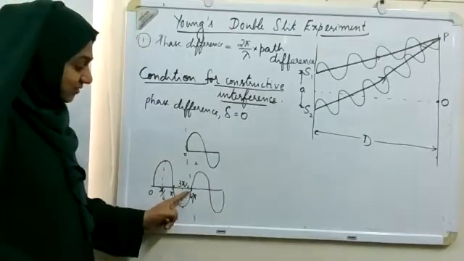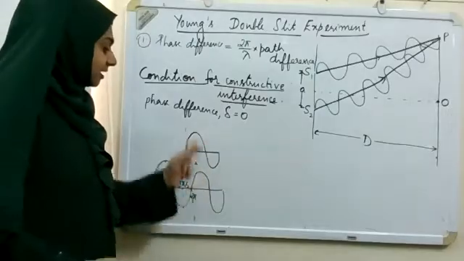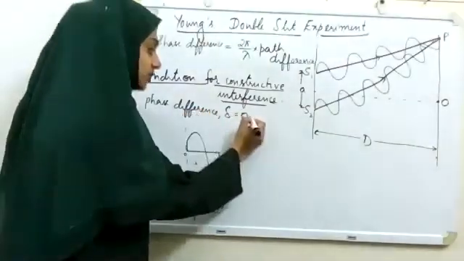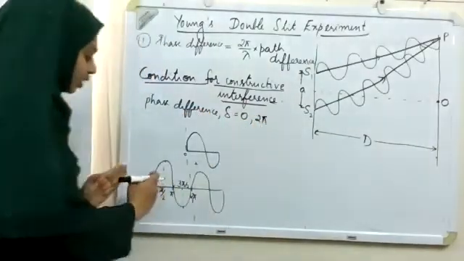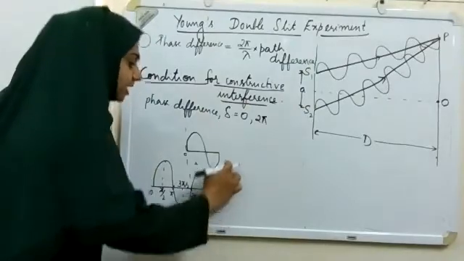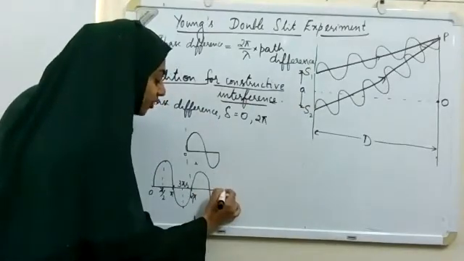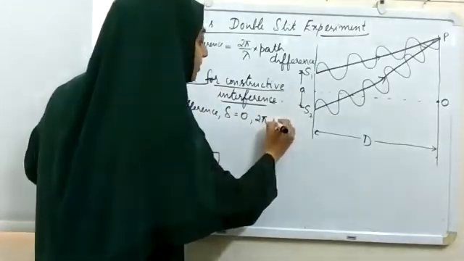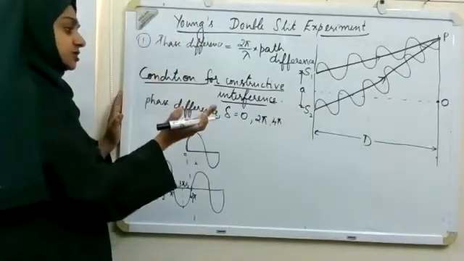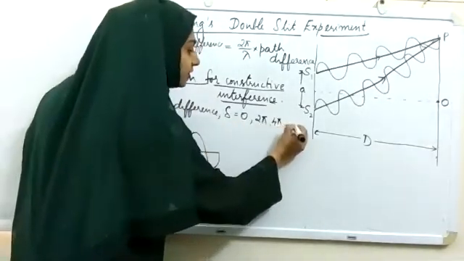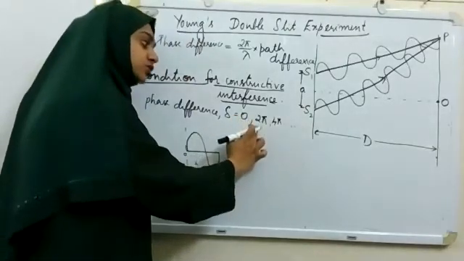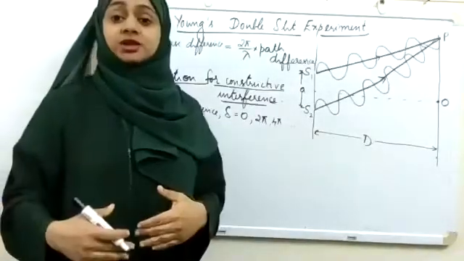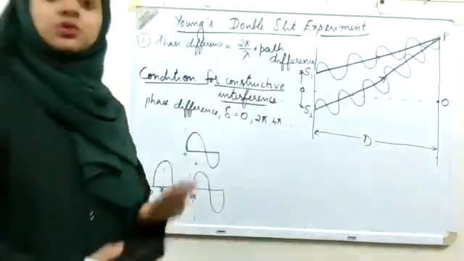So even if the phase difference is 2 pi, they can interfere constructively. So the phase difference can be 0, 2 pi. Suppose there is one more. After 2 pi, it will again go, right? So at 4 pi, again the wave will repeat. So even if the phase difference is 4 pi, they will undergo constructive interference. So if the phase difference is 0, 2 pi, 4 pi, etc., even multiples of pi, there will be constructive interference.